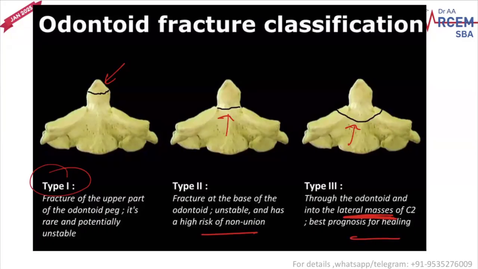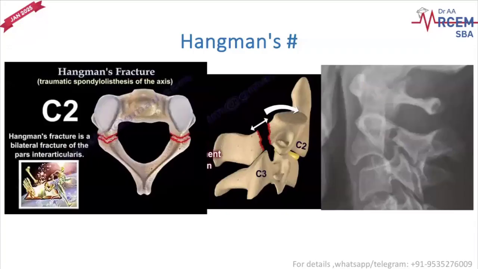Type 3 has the best prognosis. There is high risk of non-union for type 2. Type 1 is potentially unstable and requires an intervention.